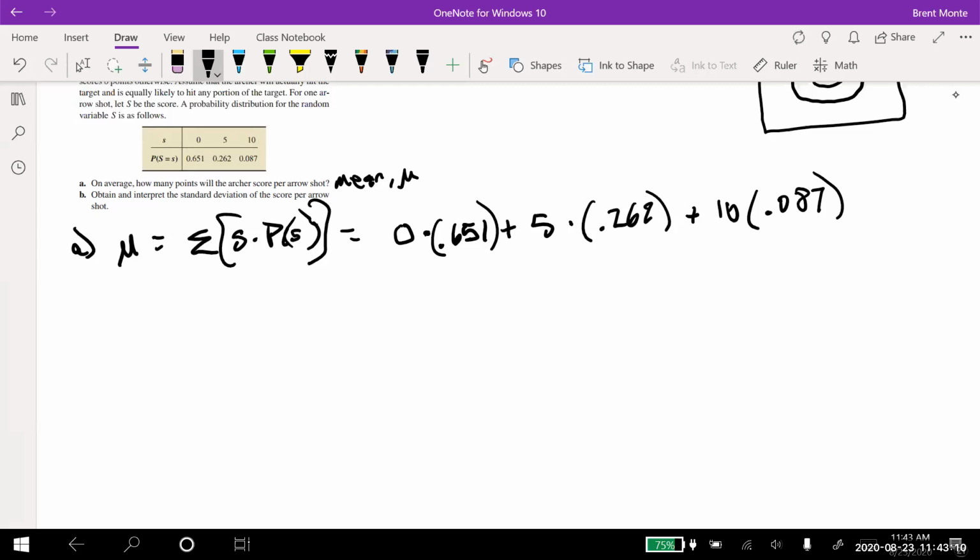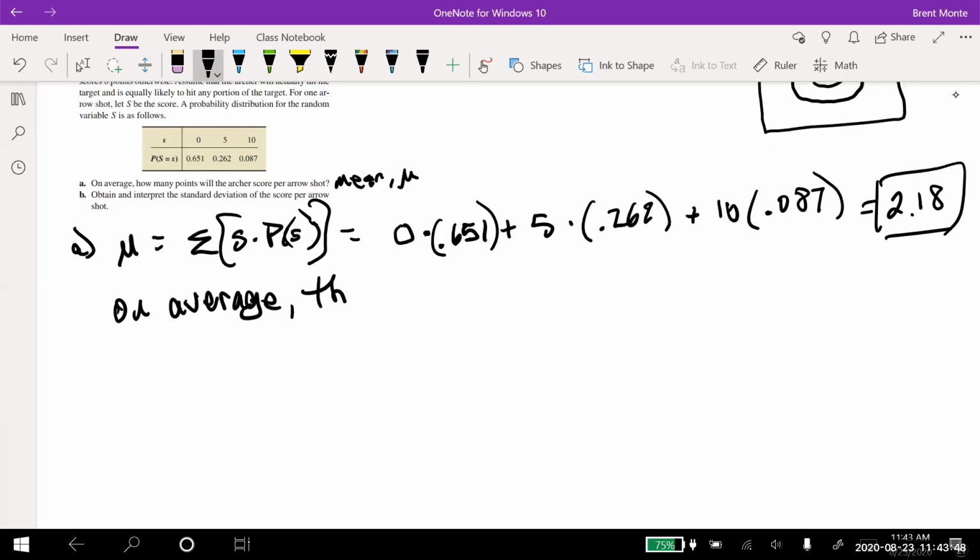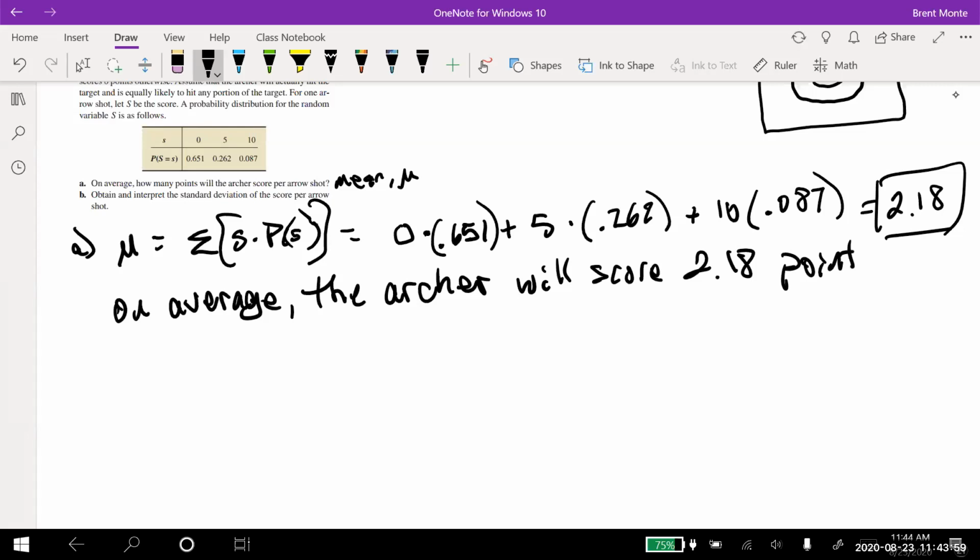So let's do that. Notice that first one, 0 times something. I'm not even going to put that in my calculator because it's going to come out as a 0. When I add it to the next number, it doesn't change the next number. So I've got 5 times 0.262 plus 10 times 0.087, and I get 2.18. And so what this is saying is on average, the archer will score 2.18 points per shot.